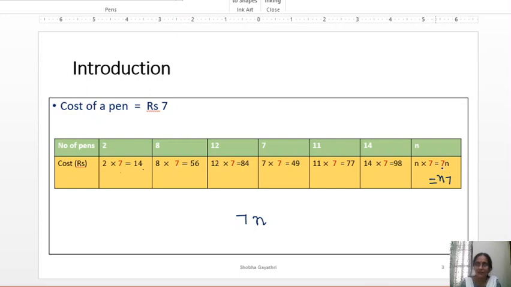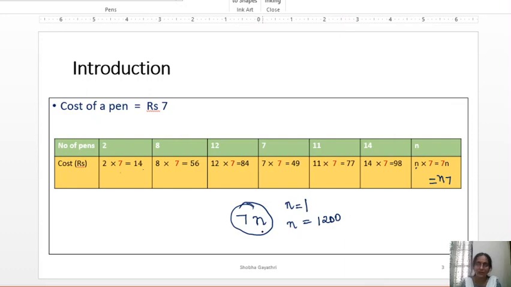Right. Here how did you get rupees 7n? This is number of pens n into cost of 1 pen. n into 7, it is 7n. Using this term 7n, you can find out the amount for 1 pen also. When n equals 1, it is the amount for 1 pen. When n equals 1200, you can find out the amount for 1200 pens. You can assign any value for n.